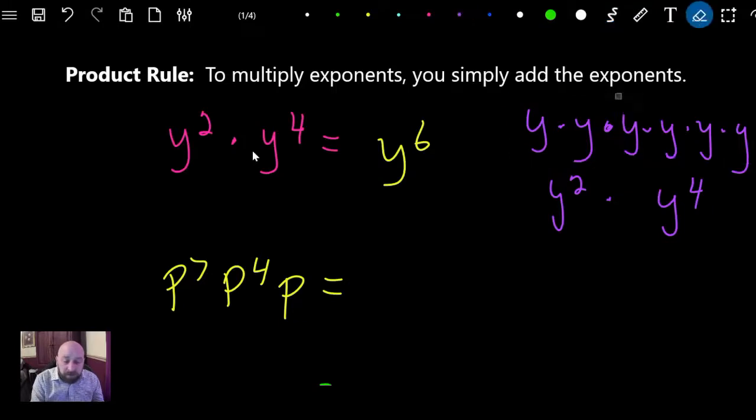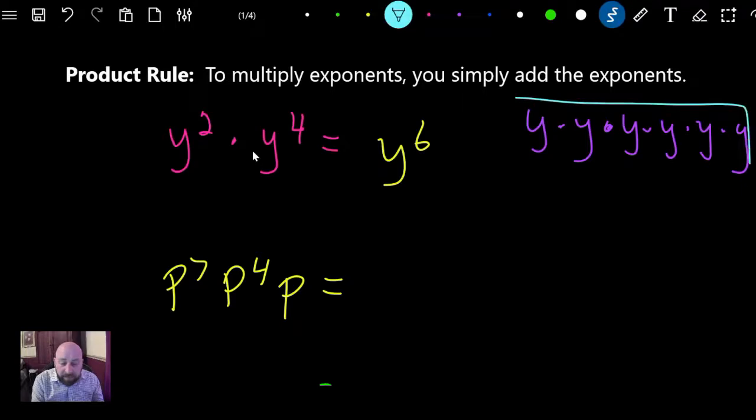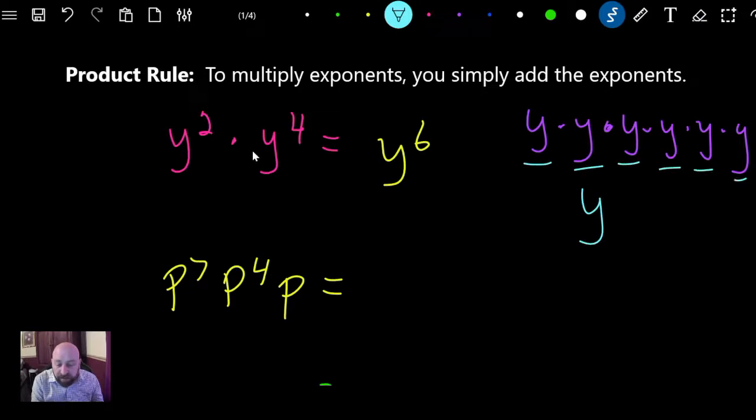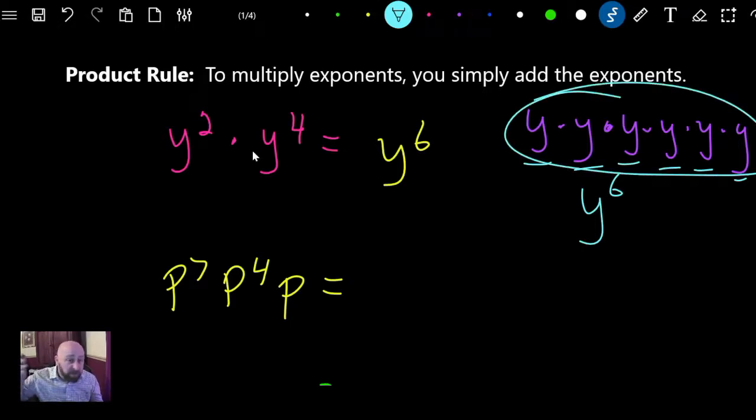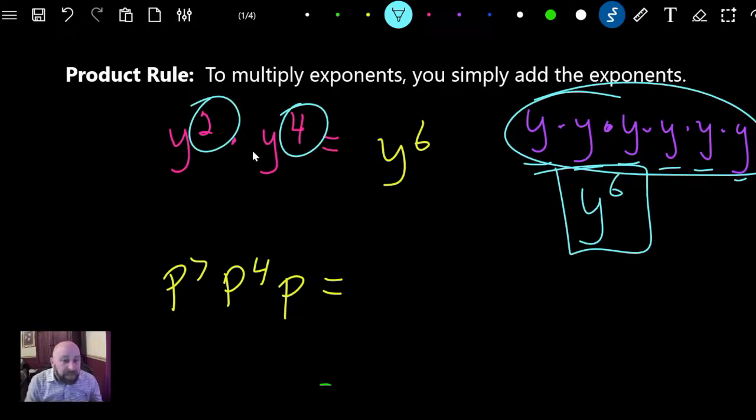So now check this out. Let's go ahead and erase this, and let's take a look at what we have. What do we have right here? What does that equal? That equals y to the 1, 2, 3, 4, 5, 6. Y to the 6th. That's why we add when we do exponents. Because when you actually write out what it is using times signs instead of the exponents, you will find that you're adding, you're not technically multiplying the exponents.